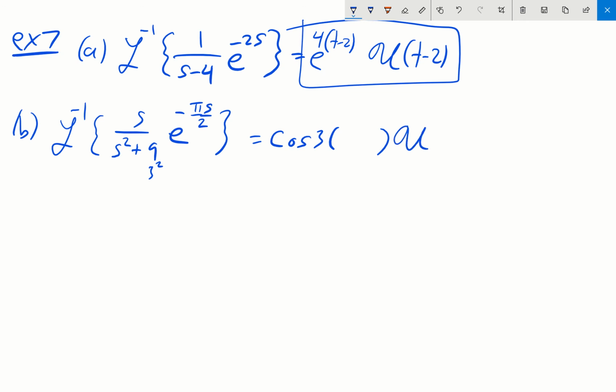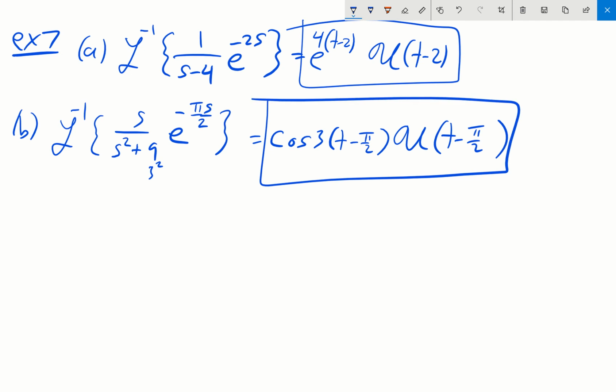That's going to provide a unit step function. It's going to look like t minus, the thing that's with the s is pi over 2. So it's going to be minus pi over 2. And therefore, the variable we get inside of our cosine 3 times the variable part is going to be t minus pi over 2. So that's going to be our inverse Laplace transform for this one.